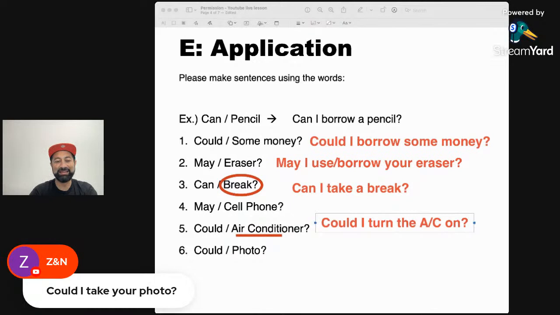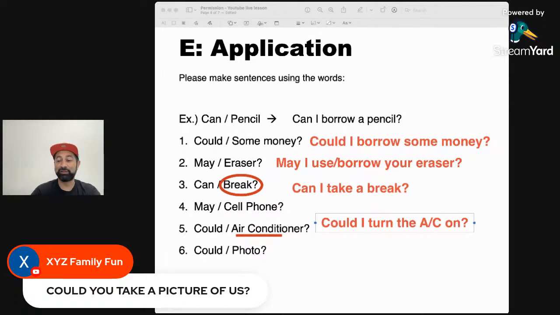Z and N. Perfect. Could I take your photo? Could I take your photo? Perfect answer, Z and N. Could I take your photo? Whenever you have the noun photo, the verb is always take.